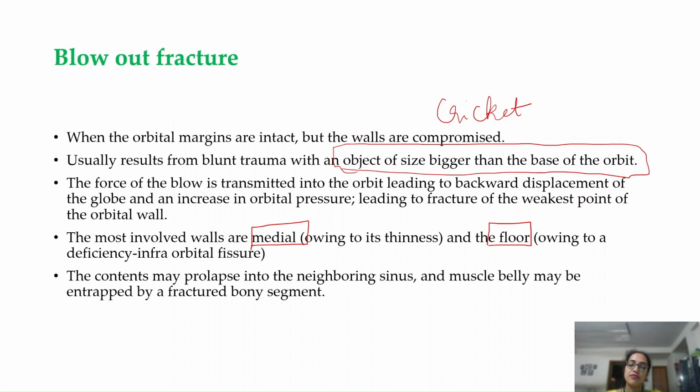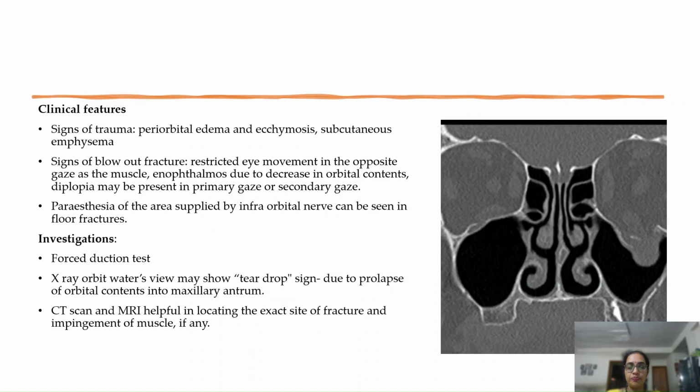Why is it called blowout? Because the contents are blown out of the orbit. The contents may prolapse into the neighboring sinus and the muscle belly may be entrapped by a fractured bony segment. So what are the clinical features?